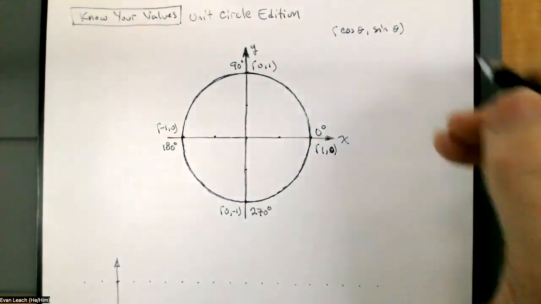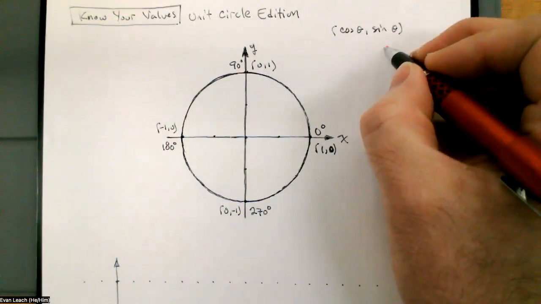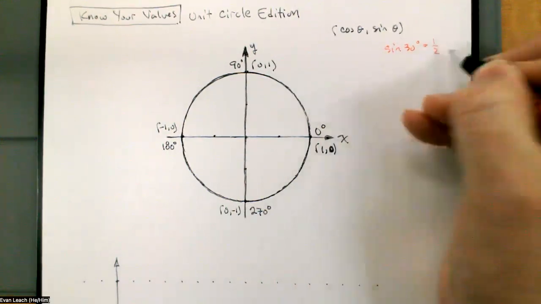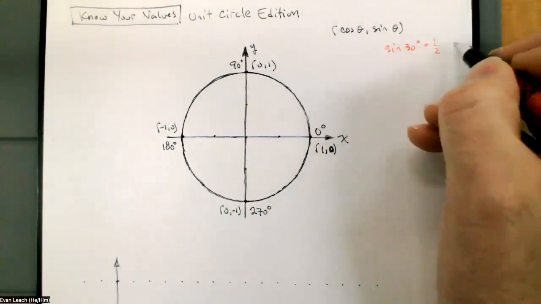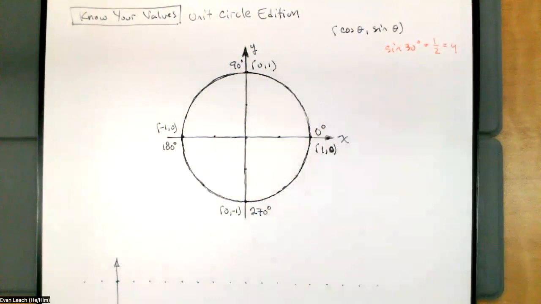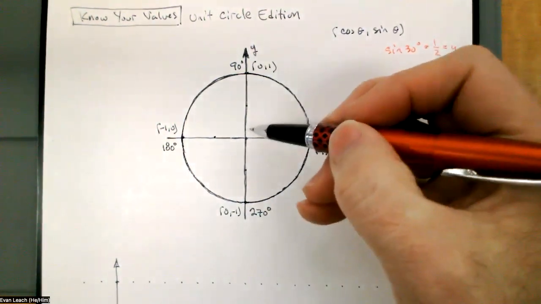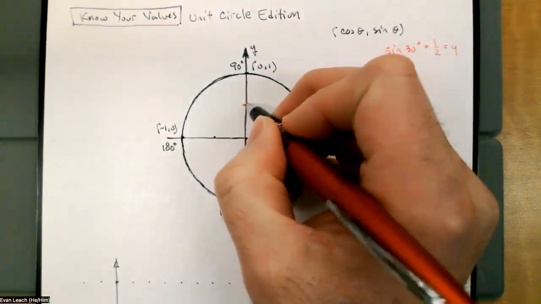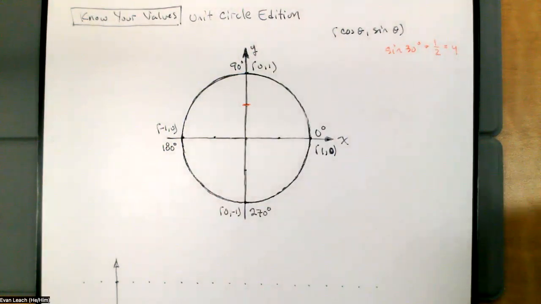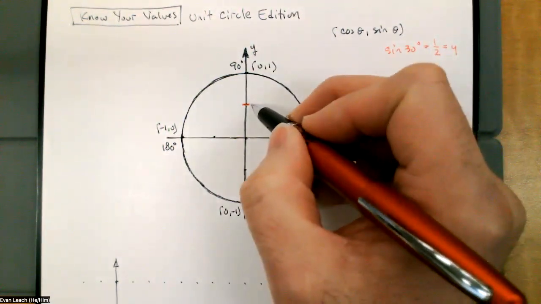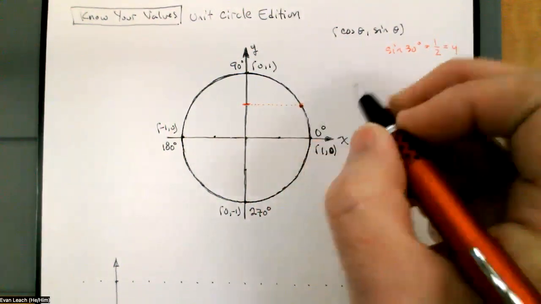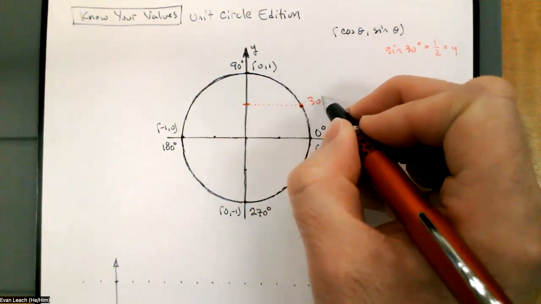So if I want to find the point where sine of 30 equals 1/2, this is the y coordinate. I want to find where y is equal to 1/2. So I'm going to go halfway on the y-axis to the point 0, 1, and I'm just going to follow that over to the unit circle. And that's going to be where we find 30 degrees.